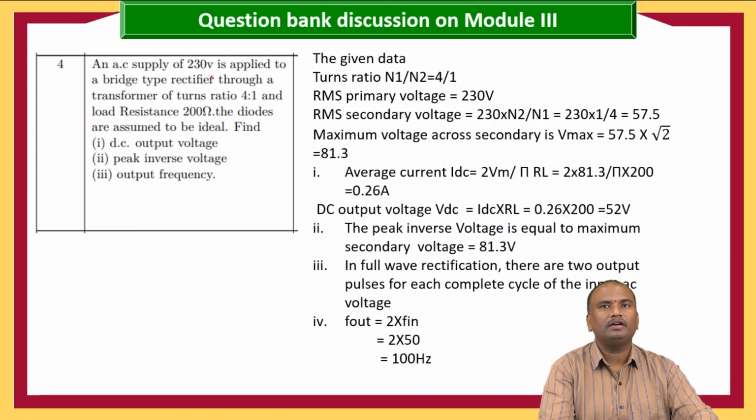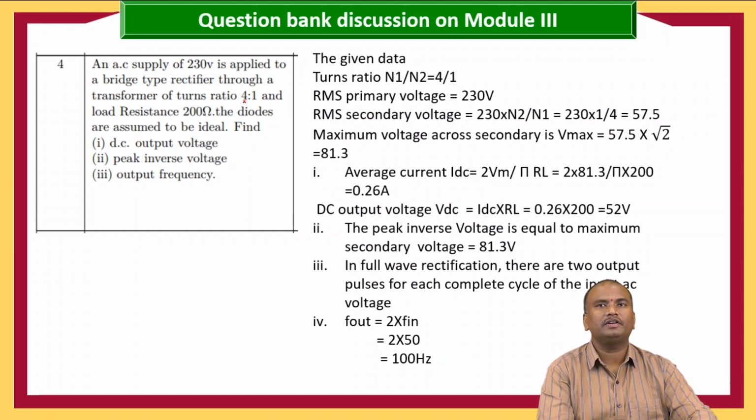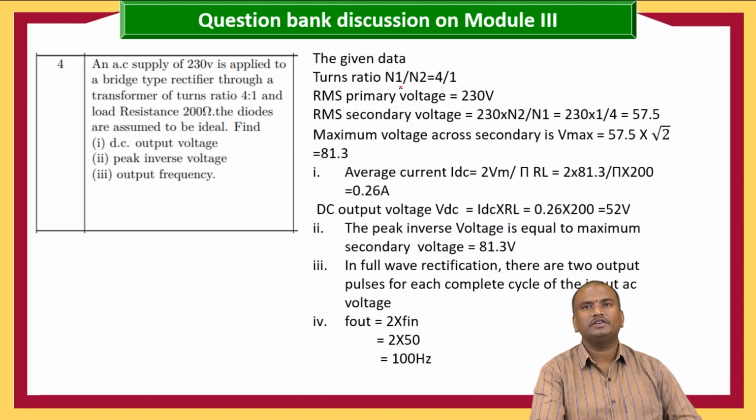Here an AC supply of 230 volts is applied to a bridge type rectifier through a transformer of turns ratio 4:1, and the load resistance is 200 ohms. The diodes are assumed to be ideal. Find the DC output voltage, peak inverse voltage, and output frequency. Here the given data: turns ratio is 4:1, RMS primary voltage is 230 volts.